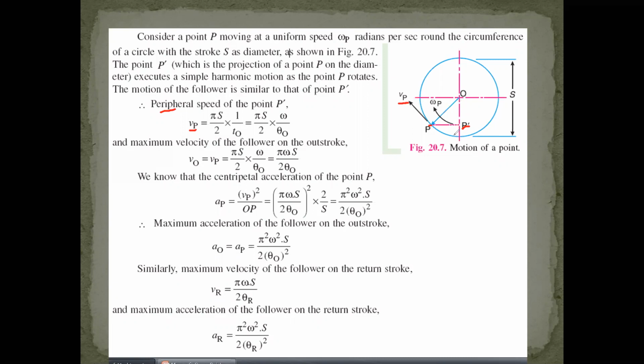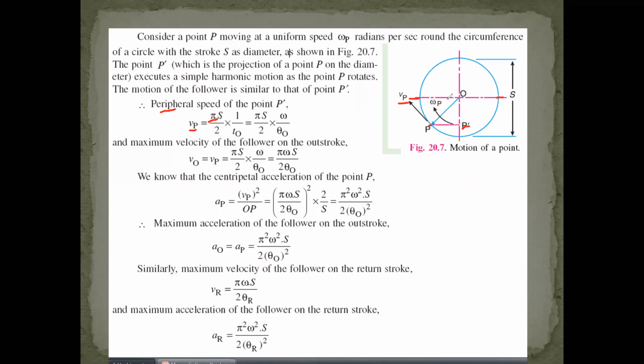Just see how much area is covered. This is the circumference, and the point will reach up to this portion. What is the circumference value? It is pi. And what is the radius here? That means S by 2.